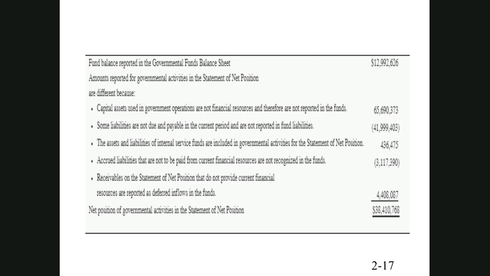This is an example of the reconciliation to the balance sheet. There's also a similar reconciliation from the governmental funds flow statement up to the government-wide statement of activities. So there are two reconciliations that are required, one for the balance sheet side, I'll say, and one for the flows side.